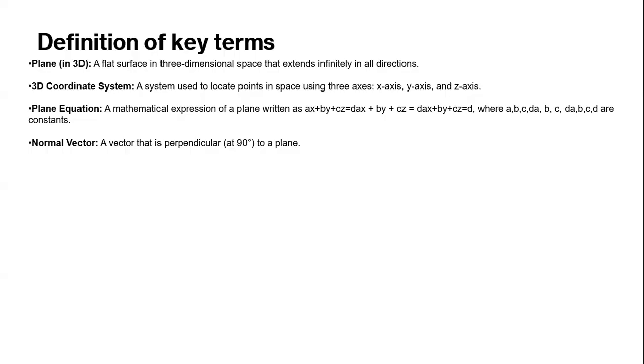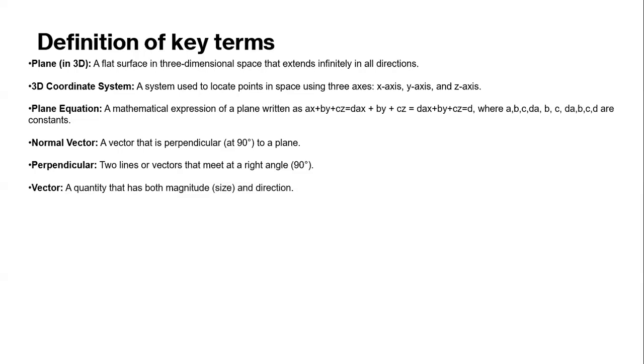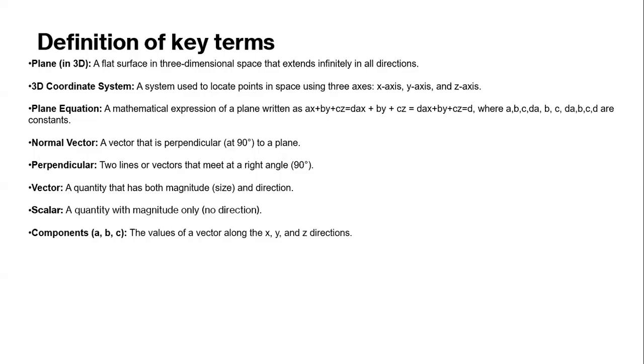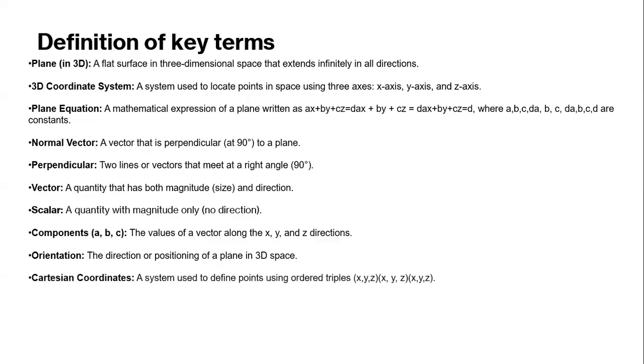A normal vector is one that is perpendicular, or at 90 degrees, to a plane. The word perpendicular basically means where two lines or vectors meet right at a 90-degree angle. A vector is a quantity that has both size and direction. A scalar quantity is one with magnitude only. It has no direction. The components A, B, and C are the values of a vector along the x, y, and z directions. The orientation is the direction or positioning of a plane in 3D space.